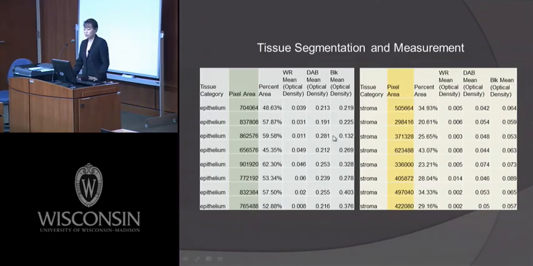So we did quantification. This highlighted area shows you the pixel area of epithelium in that image, and this highlighted area shows the pixel area of the stroma. And if you divide the epithelium by the stroma pixel area, you get the epithelial to stroma ratio.